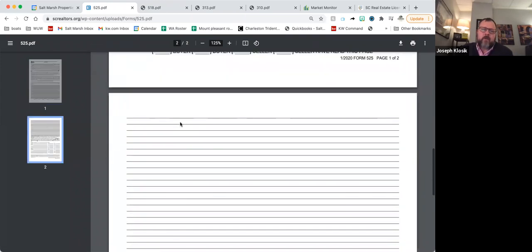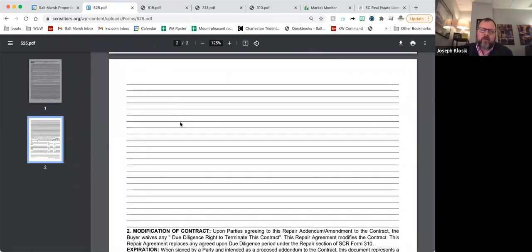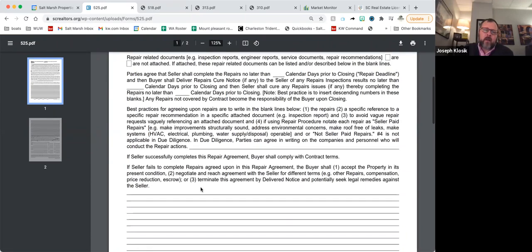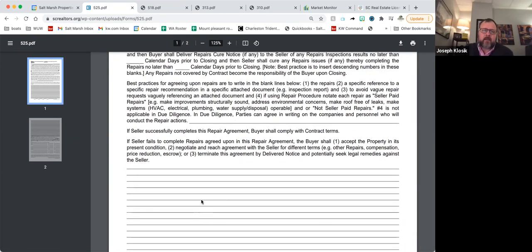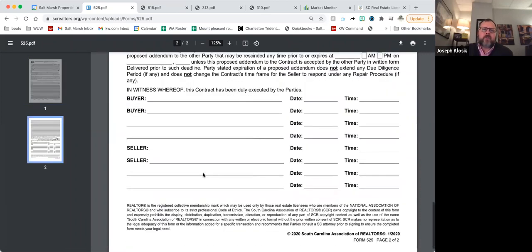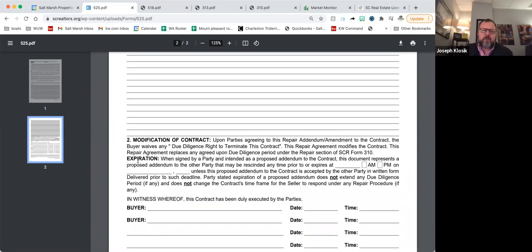The two things causing the biggest bone of contention are, number 3 aside, whether or not a contractor needs to do it. By the way, a lot of people are writing in the blank, all repairs to be done by a licensed contractor. If you don't strike that as a listing agent, you're obligating your seller to fix the GFCI outlets or change light bulbs and hire someone to do it. So just be careful on that. Number 2, not listing them out, like I said. And then number 3, starting to use this expiration.